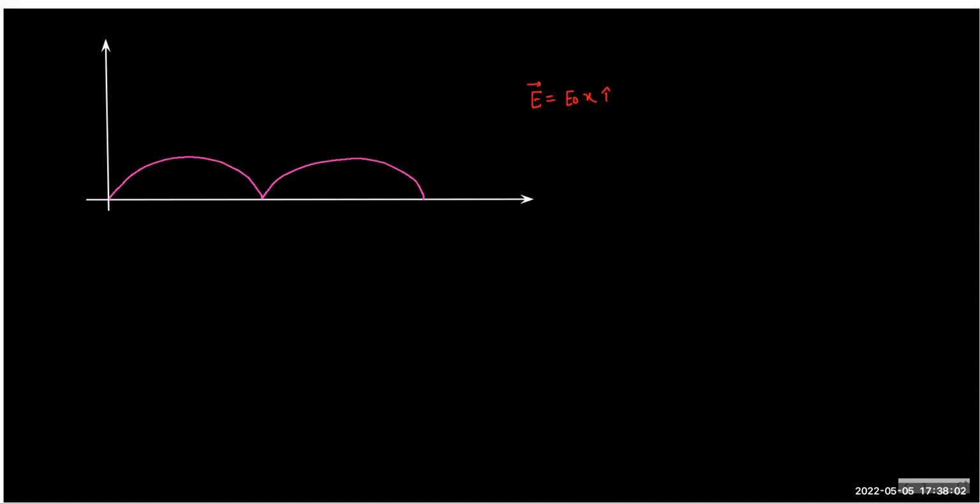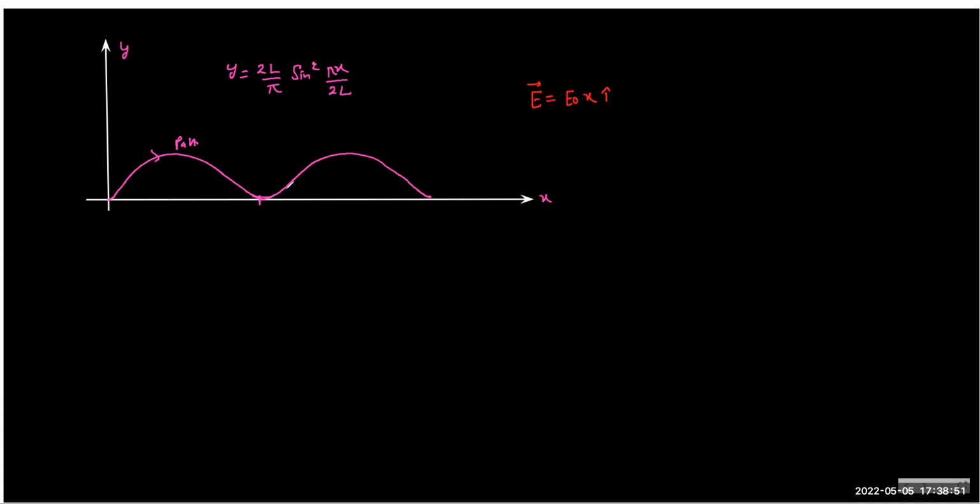If you want, you can convert it into some function also. Let's say this is the path, and the path equation is y equals 2L by pi, something like this. It's a sine square function.